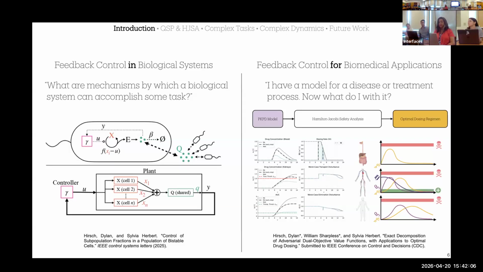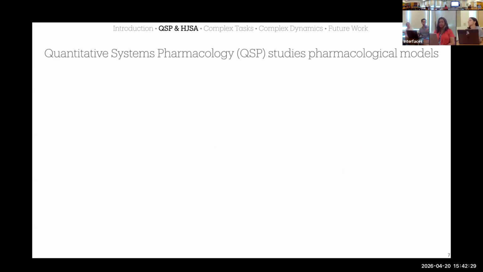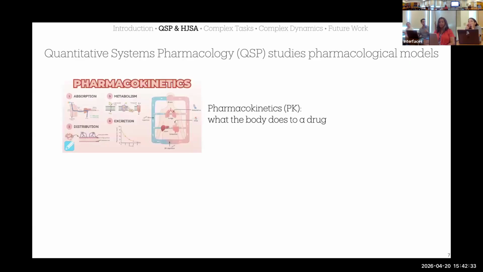So what I'm going to talk about is on the right, which is most of the work we've done relating these things, which is really feedback control for biomedical applications. The question we're asking here is, let's say I have a model for a disease or a treatment process, what do I actually do with that? We spend all this time and money creating these models, whether they be machine learning based or differential equation based, but what do you actually do once you have a model? Hopefully we'll answer that question in one specific context, which is quantitative systems pharmacology.